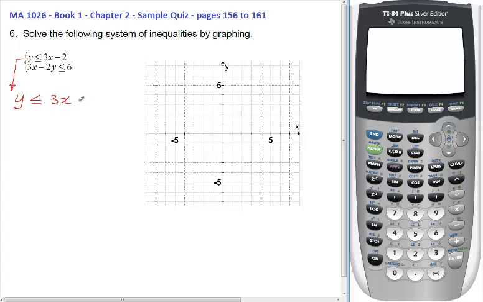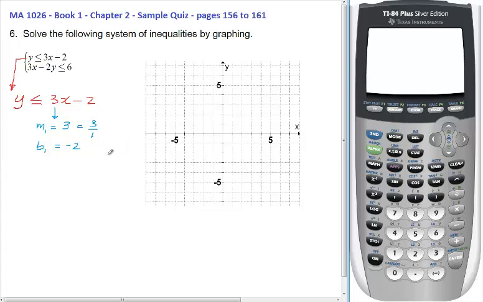Y is less than or equal to 3x minus 2. Okay? Now, in order to graph that, we have to make sure it's in the same form as y equals mx plus b. It already is. It already has y isolated. Therefore, I have no extra work to do here. I know the slope of this. The slope is the coefficient of the x term, so I'll call m1 3, which of course is 3 over 1, rise over run. And the y-intercept here, we'll call it b1, is negative 2.